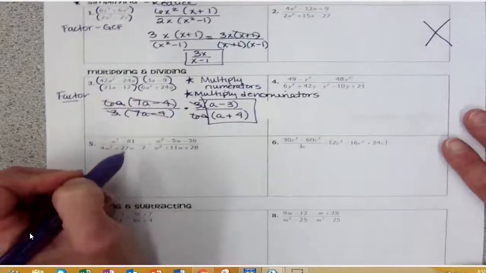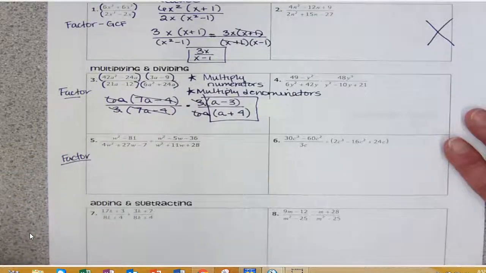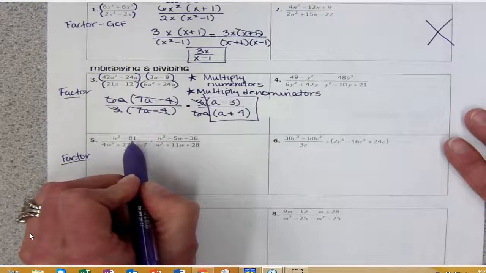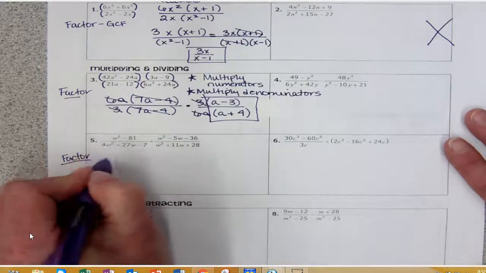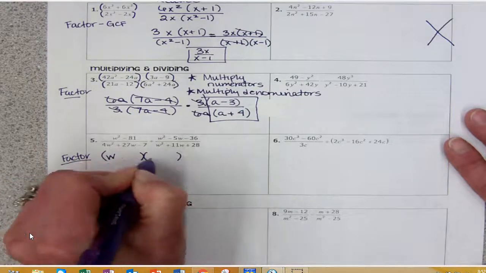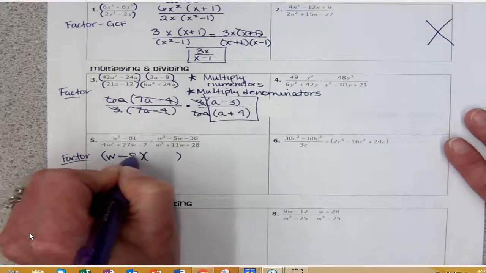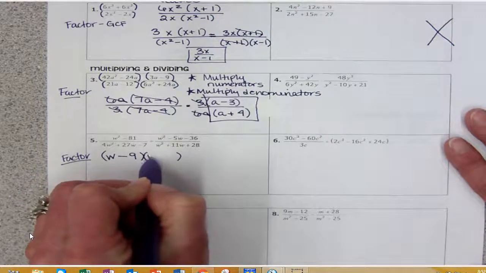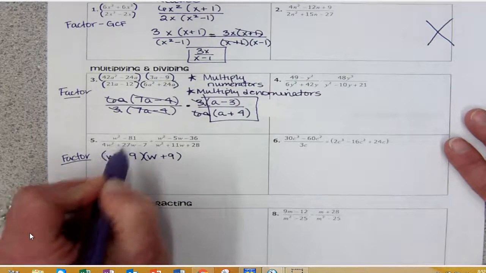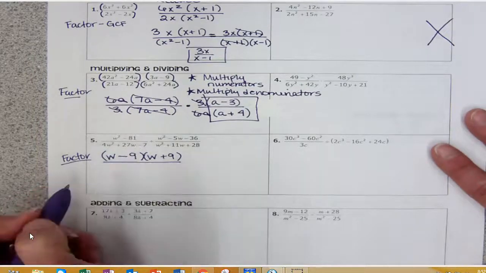Okay, so when you divide, you're going to do the same thing. You're going to factor first. You're going to see what can be factored. You've got a perfect square minus a perfect square. The square root of w squared is w, and the square root of 81 is 9. So I get (w - 9)(w + 9), because if you were to multiply that back out, you would get w squared minus 81, my denominator.